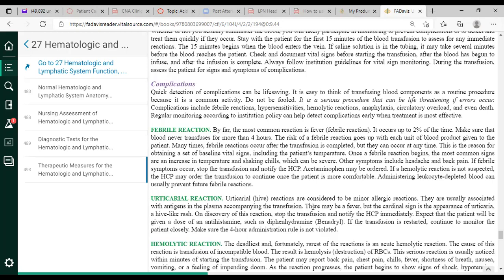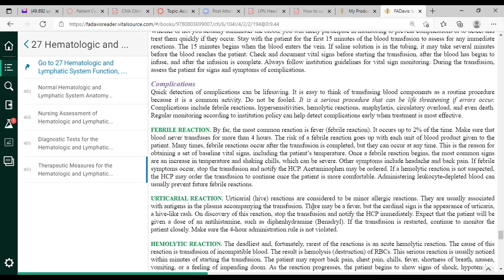Urticarial reaction is where the patient breaks out in hives. And in an event that you recognize a patient is having a reaction to a transfusion or any IV therapy or any therapy period, your responsibility is to stop that therapy. You want to stop that therapy. Patient having a transfusion reaction, you need to stop the IV, you need to contact the physician.